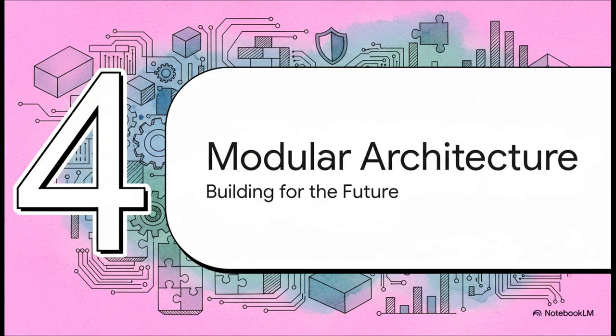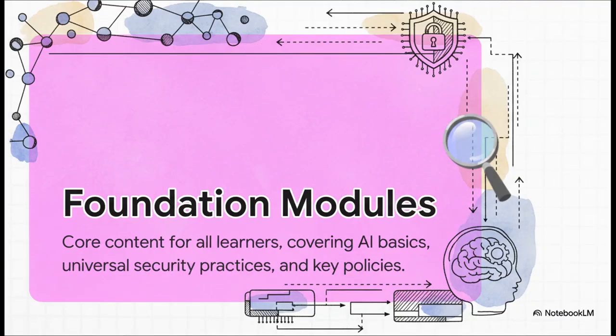Okay, so we've talked about what to build first. Now let's talk about how to build it. Instead of creating some huge, clunky training course that's impossible to update, the smart move is to think in modules. This is all about building for flexibility, building for the future. Your whole structure starts with foundation modules. This is the bedrock. It's the core stuff on AI security, company policies, and best practices that absolutely everyone in the organization needs to know, no matter what their job is.